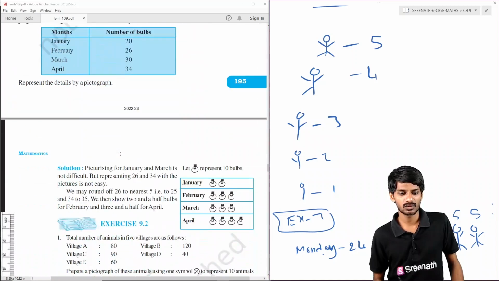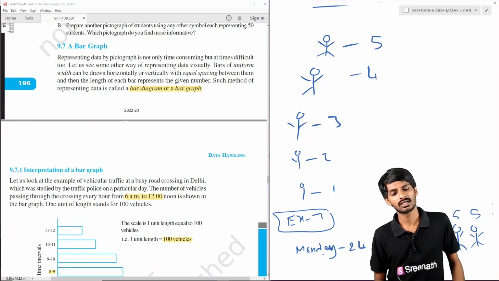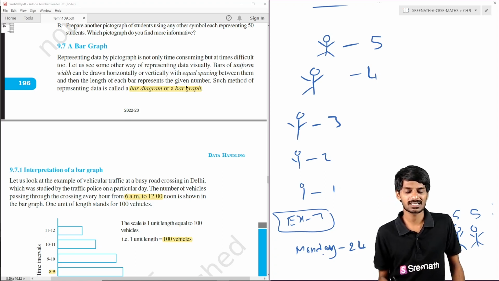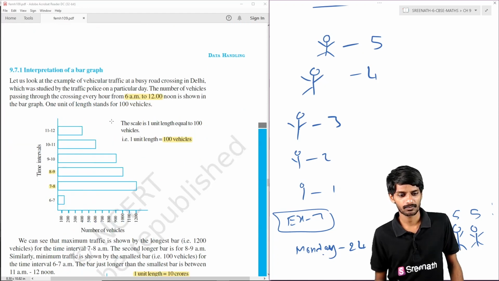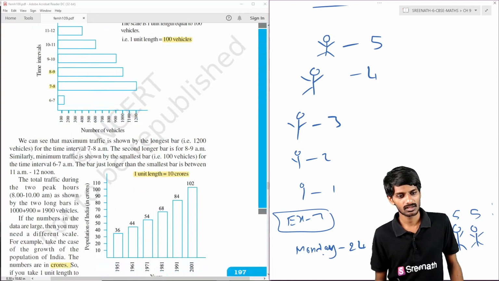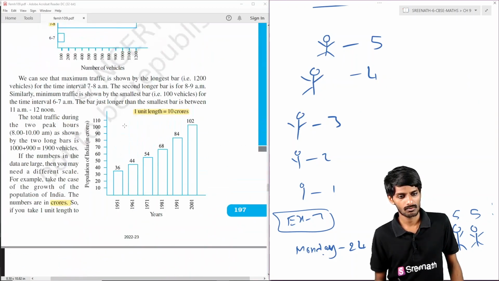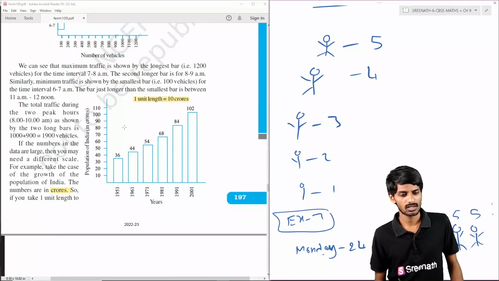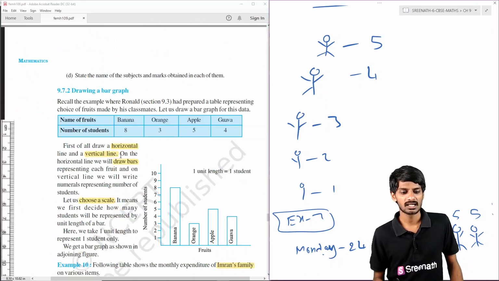And next thing is the bar graph, students. A bar graph has vertical and horizontal lines. It represents the data in terms of bars of uniform width, and can be drawn horizontally or vertically with equal spaces, students. Interpretation of a bar graph: we can easily get the information from the bar graph. And next thing is drawing a bar graph.